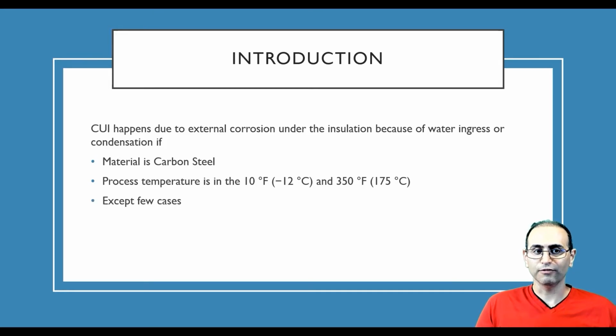Of course, there are some exceptions, but we're not going to talk about those, as we're going to cover them all in the advanced course. But you just need to make sure that you understand the fact that CUI can happen due to water ingress from rain, snow, or stuff like that, or because of condensation. For example, when the environment has humidity and the process line is colder, and then condensation happens.